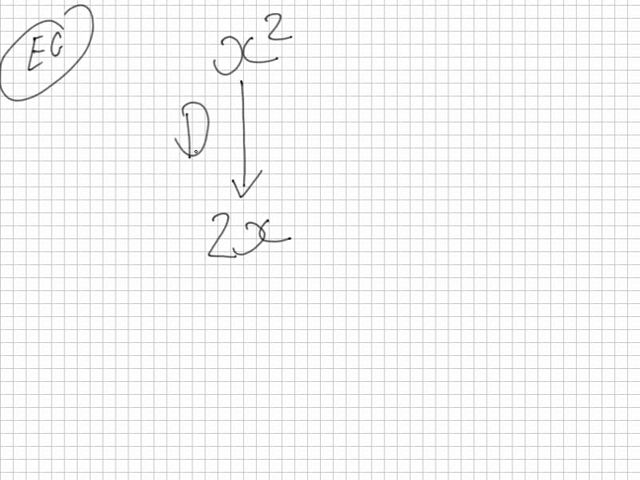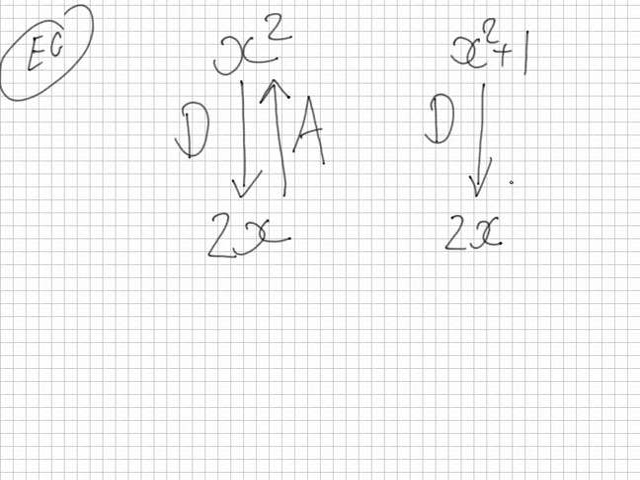So for example, if I go from x squared to 2x, that's called the derivative. And going from 2x back to x squared would be called the antiderivative. Now, you might have spotted a problem here, because if I have x squared plus 1, what's the derivative here? 2x. But the antiderivative of 2x is x squared plus 1. You notice how it doesn't quite match up.